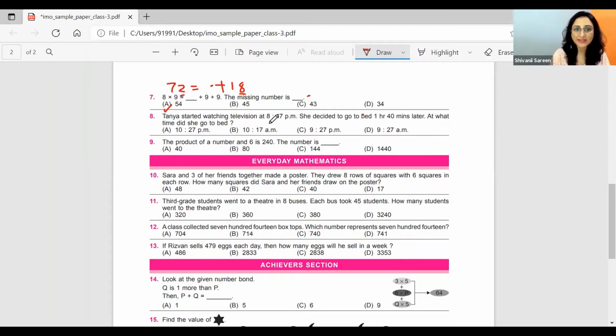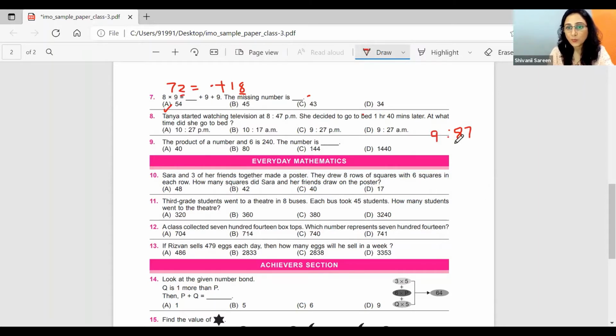If we add 1 hour 40 minutes to 8:47, 8 plus 1 is 9. 47 plus 40. So 4 plus 4, 8, and 7, so it would be 87. So 9 hours 87 minutes.